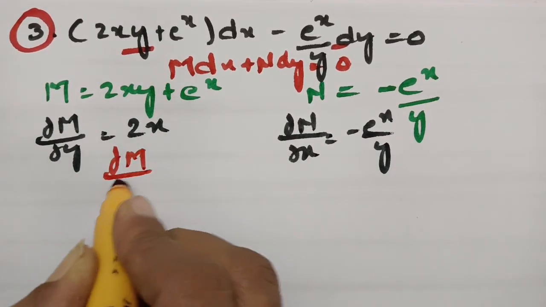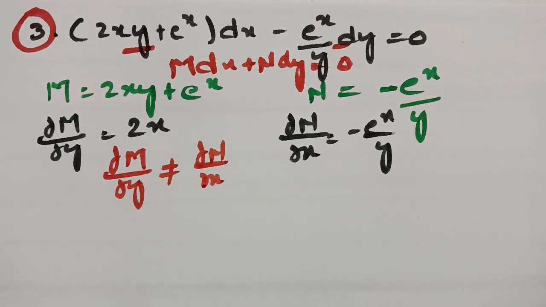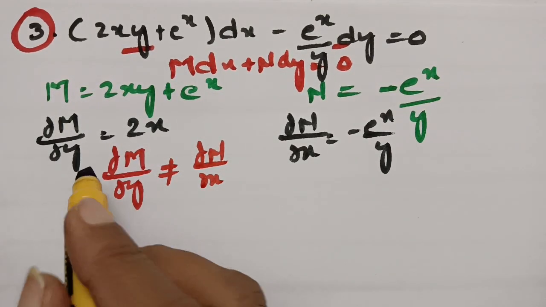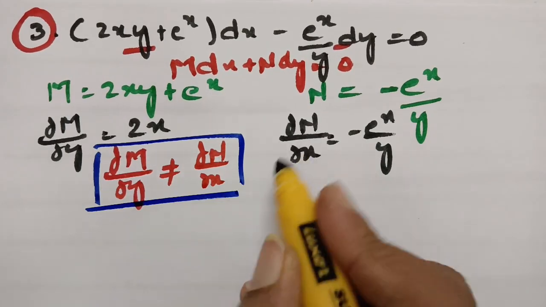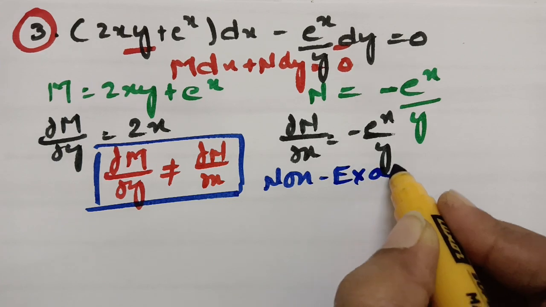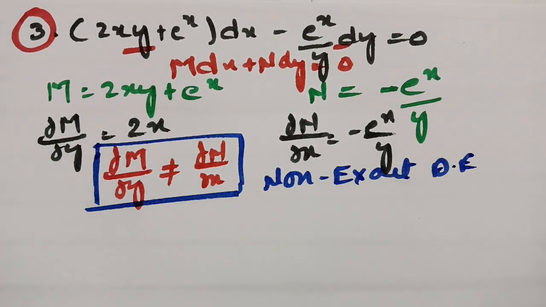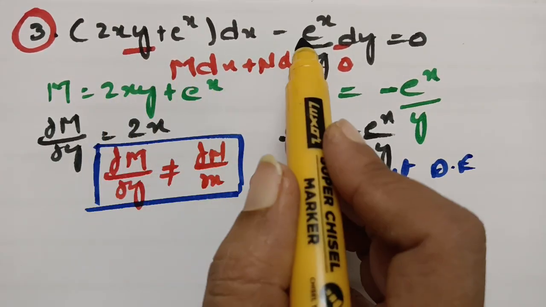So here ∂M/∂y is not equal to ∂N/∂x. As both are not exactly equal, this is a non-exact differential equation. If it's a non-exact differential equation, there are 5 solution methods. So please check this one.